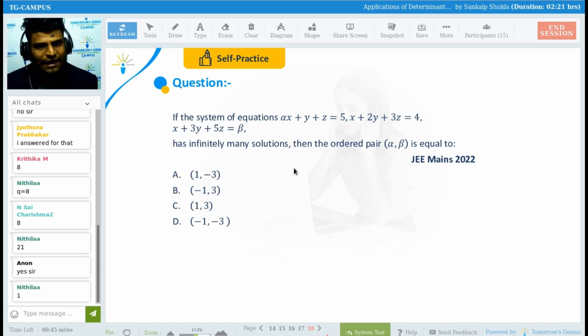Now, this question. If the system of equations has infinitely many solutions, then the ordered pair alpha comma beta is equal to, again a very easy question. A system of equations is given to you and it is said that it has infinite solutions. What you are supposed to do is just put d equal to 0, d1 equal to 0, d2 equal to 0. Solve and let me know.